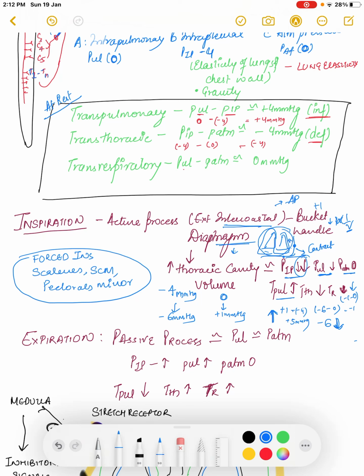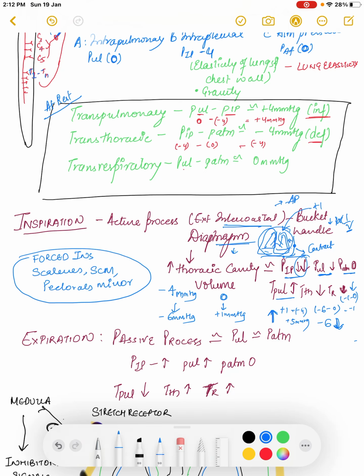So what happens in inspiration? Air flows from a higher pressure to a lower pressure. So the air flows inside the trachea now. This is during the inspiration process, which is an active process.